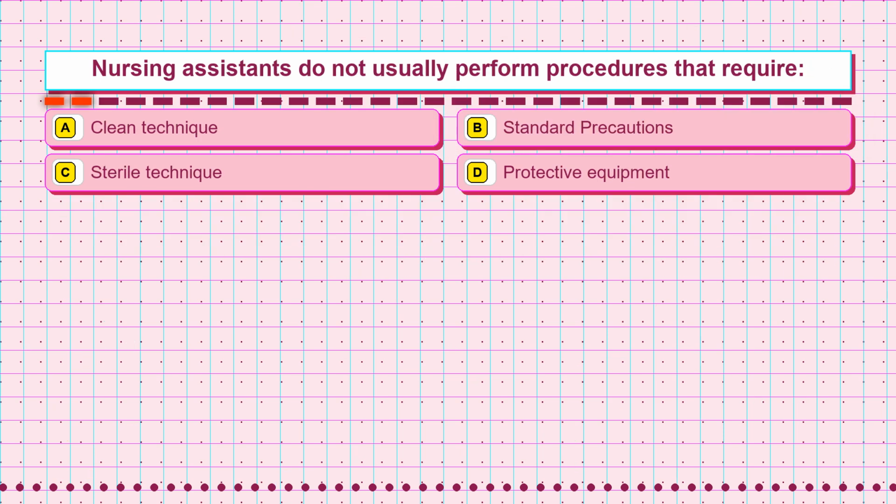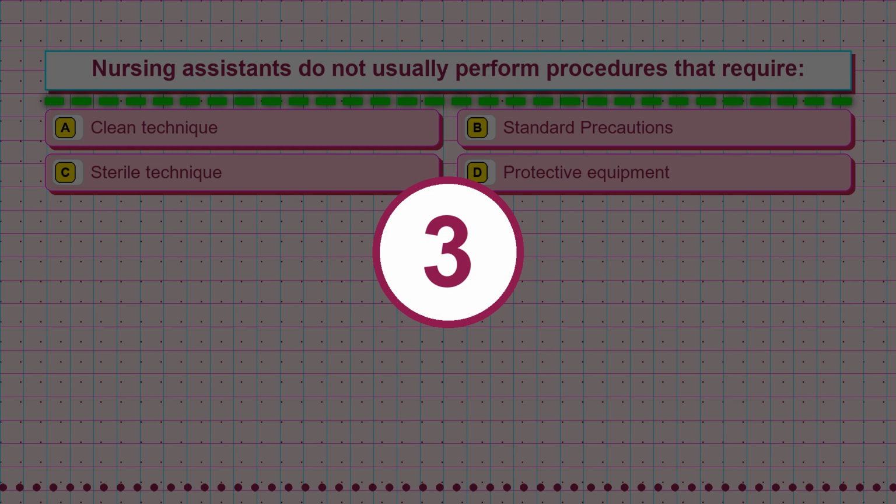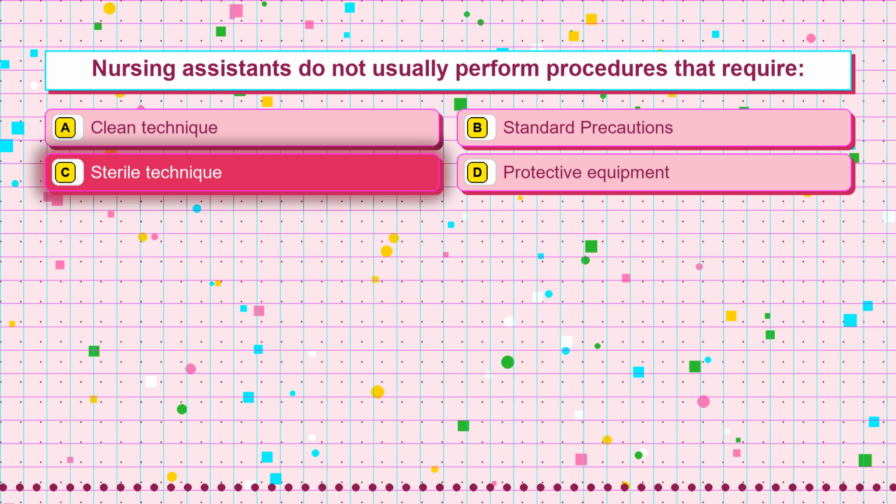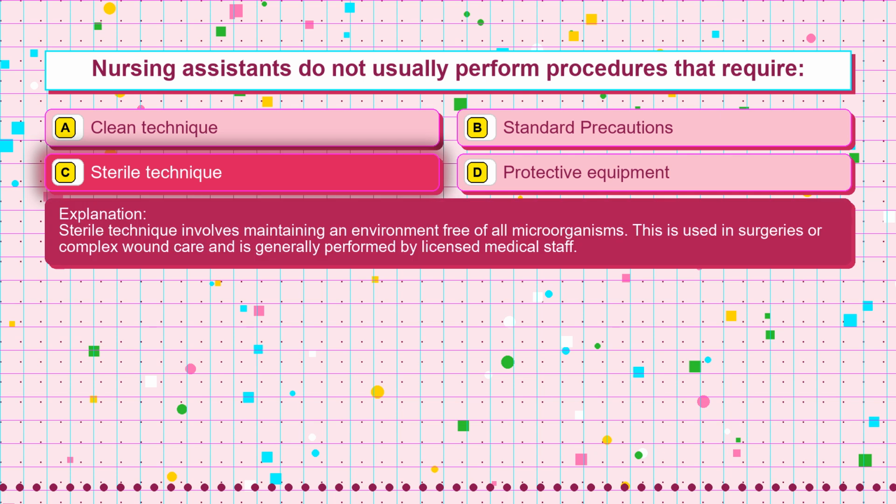Question 7. Nursing assistants do not usually perform procedures that require: Option A, clean technique. Option B, standard precautions. Option C, sterile technique. Option D, protective equipment. The correct answer is option C, sterile technique. Sterile technique involves maintaining an environment free of all microorganisms. This is used in surgeries or complex wound care and is generally performed by licensed medical staff.